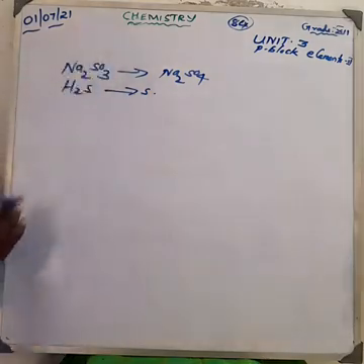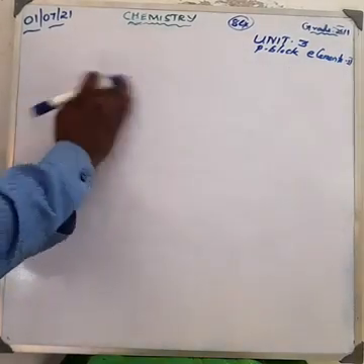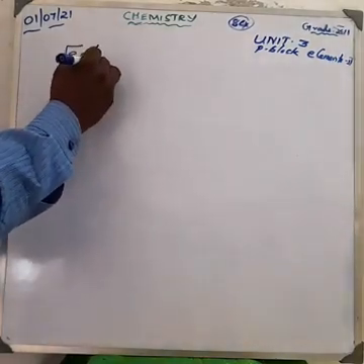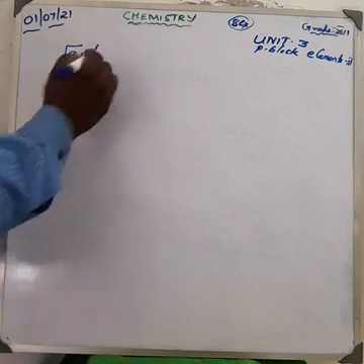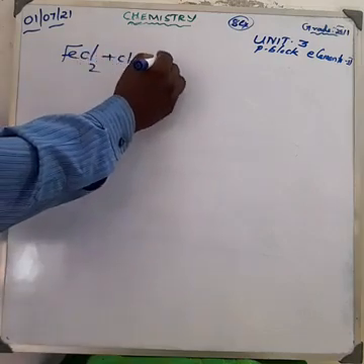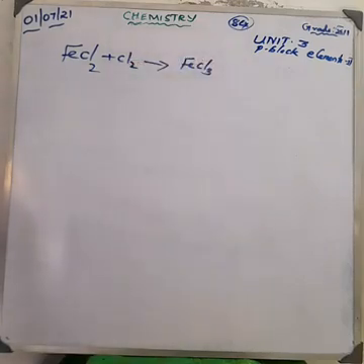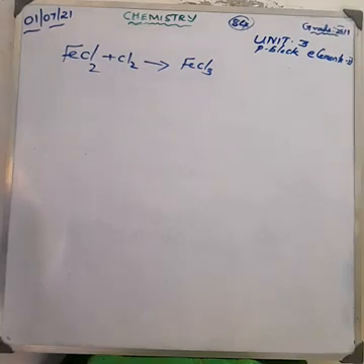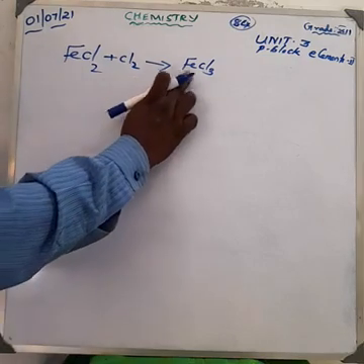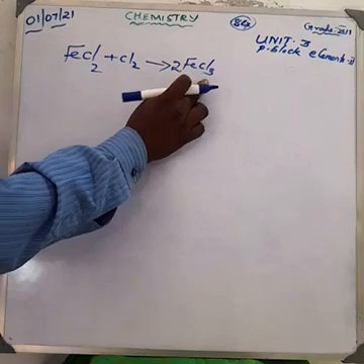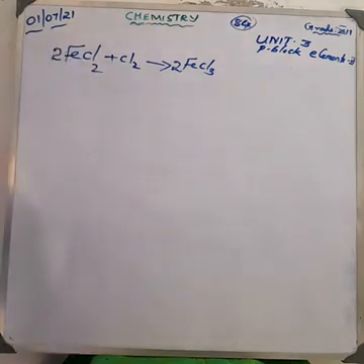Shall we write the equation? Iron chloride is converted into iron trichloride. Iron chloride formula, FeCl2, reacts with chlorine, Cl2, and we get FeCl3, iron trichloride. How can you balance the equation? First, you have to balance the product side. If you make 2 FeCl3, then on the reactant side FeCl2 can be changed to 2 FeCl2. Now the equation is balanced.